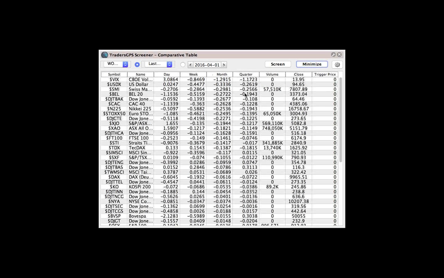The US dollar, we mentioned that it is weak. The Swiss market, we also mentioned last week that it's weak. The Nikkei 225, we also mentioned last week that it's weak. Remember, when we go back and look at last week's webinar, we mentioned all these being weak: the US dollar, the Swiss market, and the Nikkei.